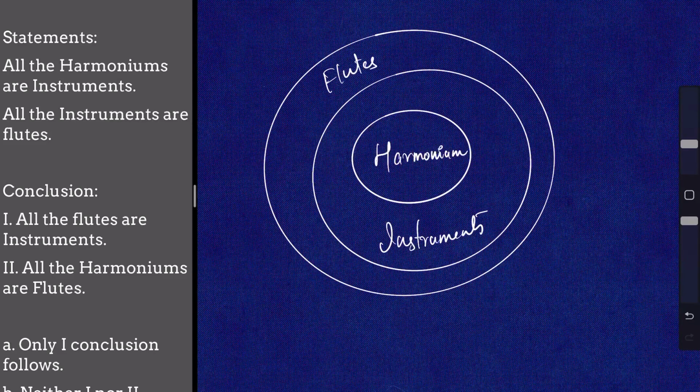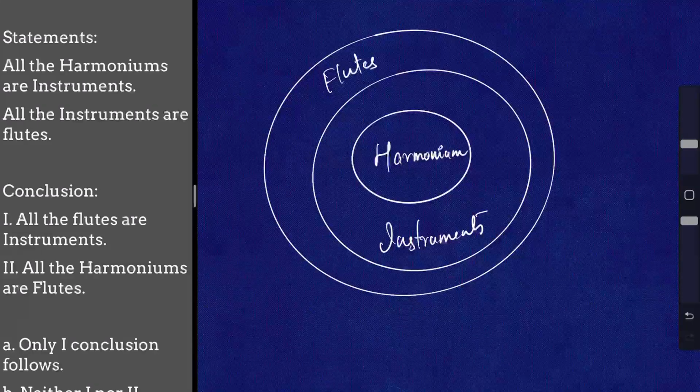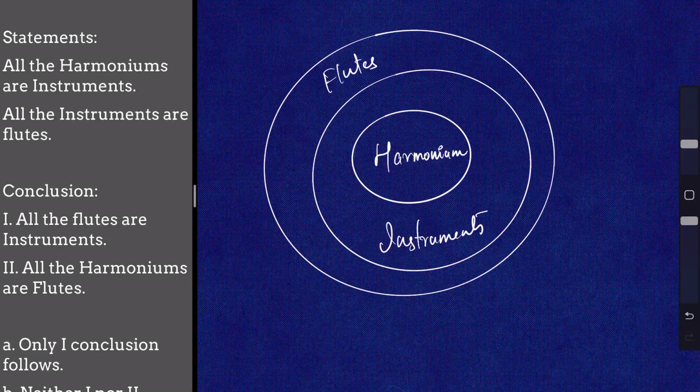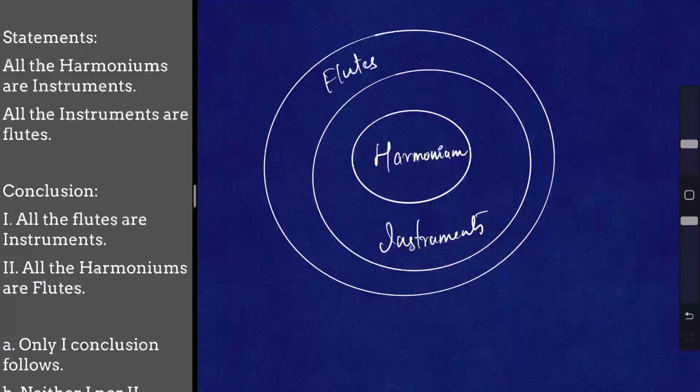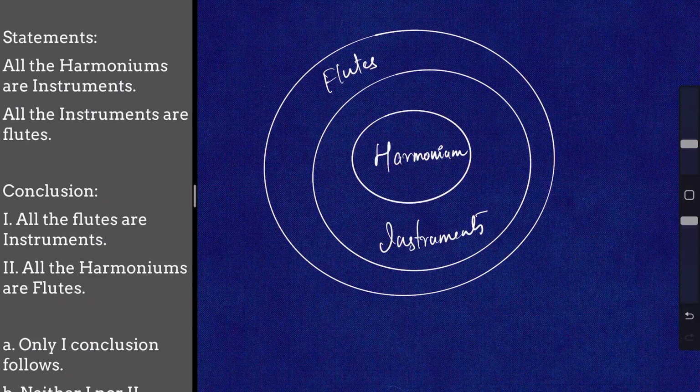In syllogism, the statements which are given in the question might not have anything to do with reality. So we need not worry much about that. We'll only stick to the world which is made up in this particular question. Now we have a diagram which depicts the two statements. All harmoniums are instruments. All instruments are flutes. Now we'll have to check the conclusion based on the diagram. So the conclusion 1 says all the flutes are instruments. Obviously not the case, because all the instruments are flutes, but all the flutes are not instruments. So therefore conclusion 1 is definitely not being followed in this diagram.